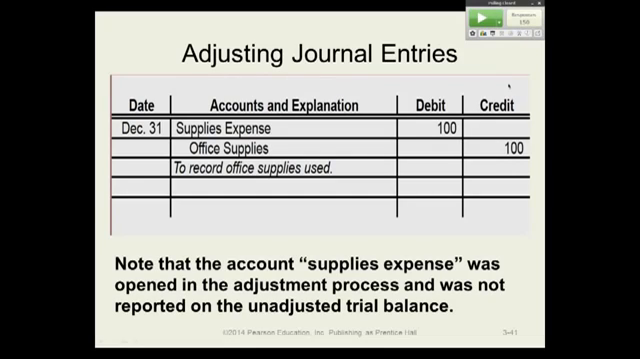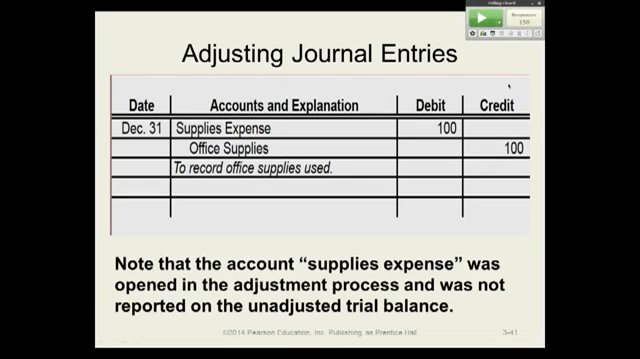So you could actually create accounts in the adjustment process. If you go back to that trial balance, you'll find out that there was no supplies expense on the trial balance. This account is created during the adjustment process. So you may have to open up accounts. Now, are these accounts just pulled out of thin air? Well, no, they're coming from the chart of accounts.